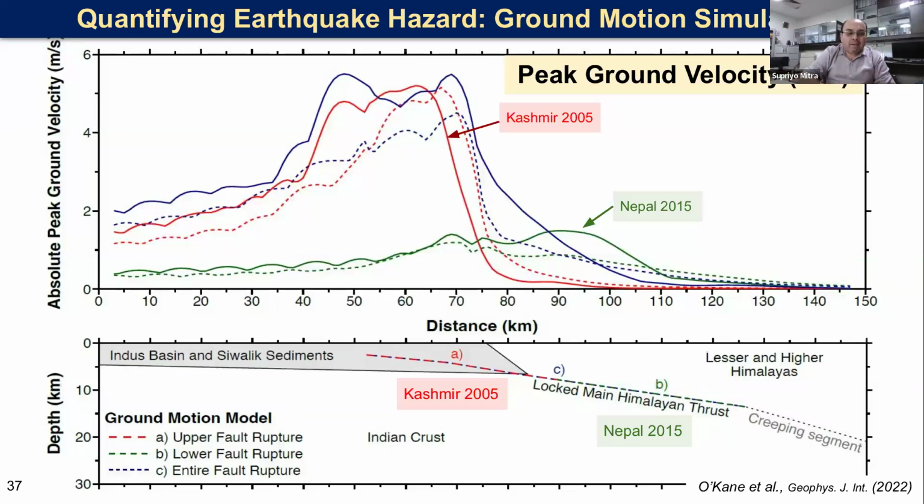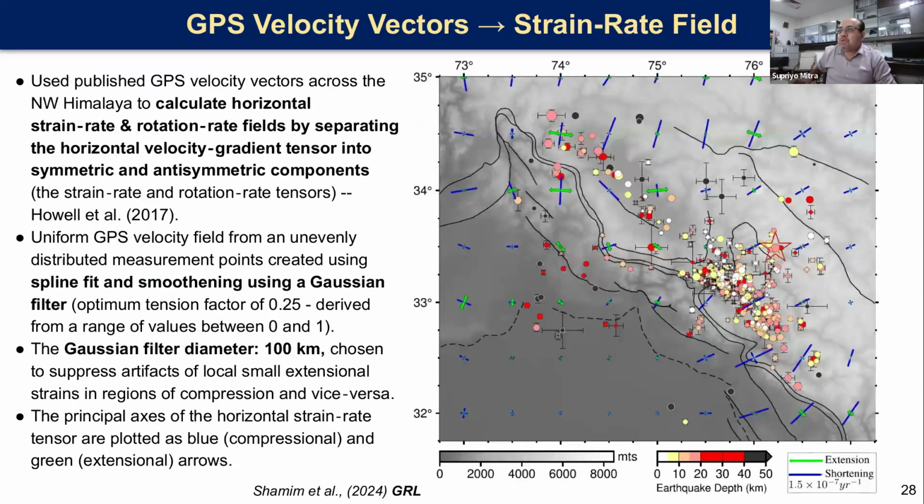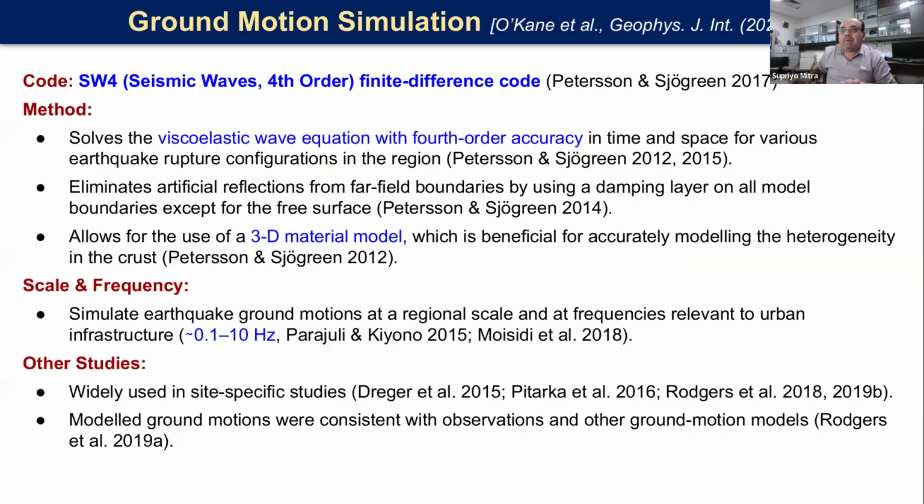Yeah. Actually, this is the work that was done by Ashling. This is a very simplistic model where she calculated these ground motions. I can quickly move forward and show you a slide where it summarizes how she does it. I am not an expert on this. She used the SW4 finite difference code to do this.